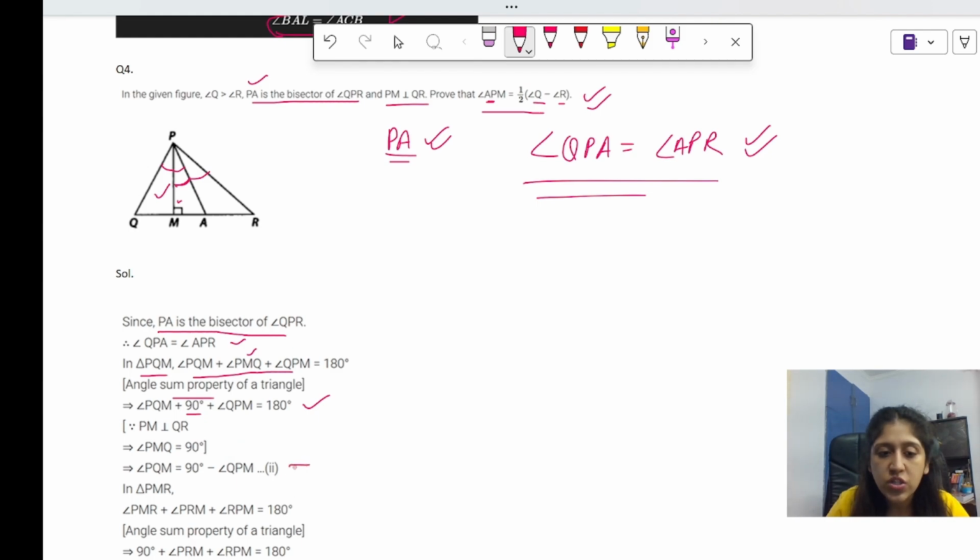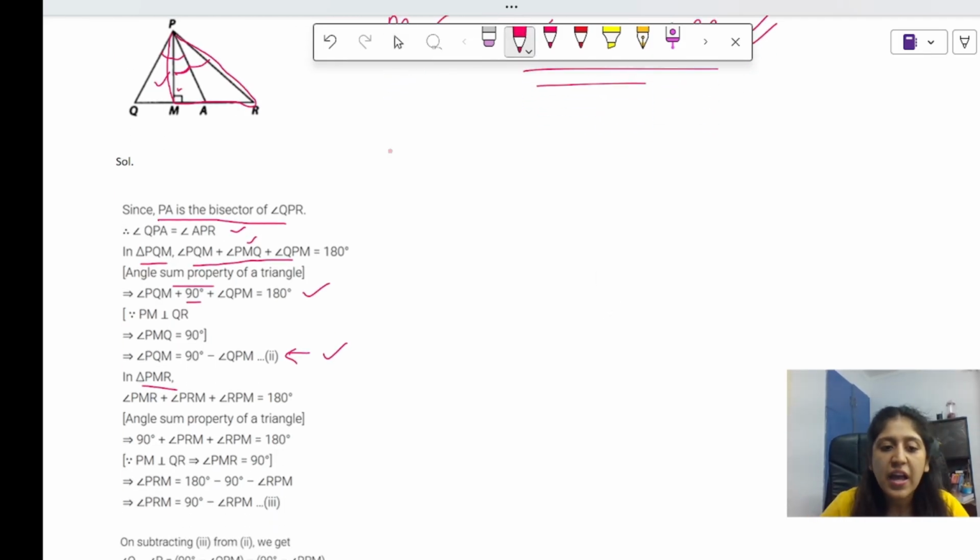So when I solve it, I get this equation. Now I have taken another triangle, which is PMR. Can you see PMR? PMR is this bigger triangle. In this triangle, again I have applied angle sum property, nothing much done, and because I know angle PMR is 90 degree, I have just substituted that. I have got another equation. So these two are the two equations which I have got.